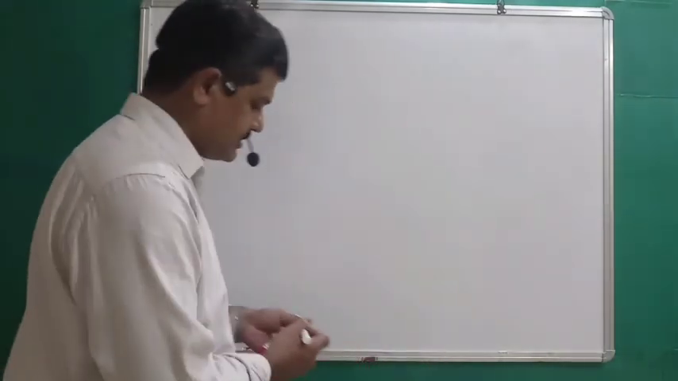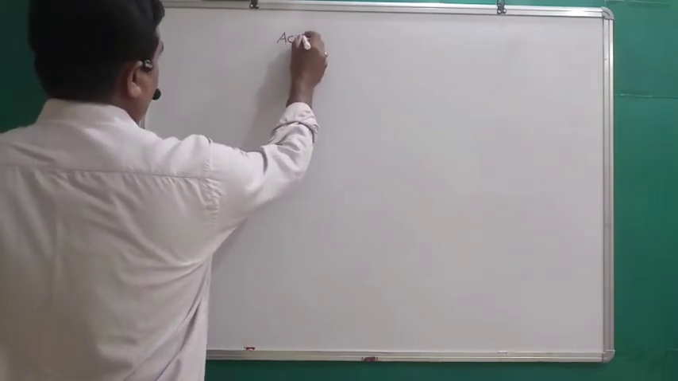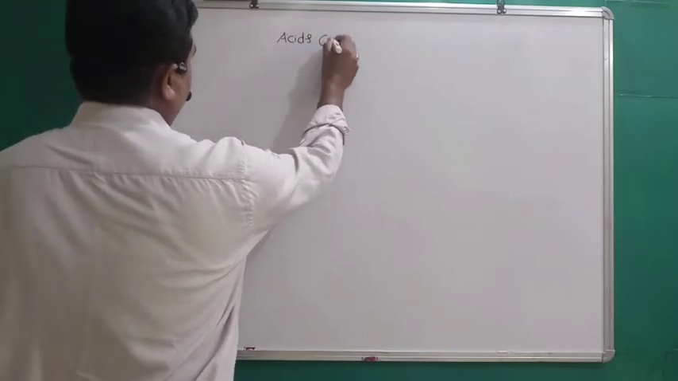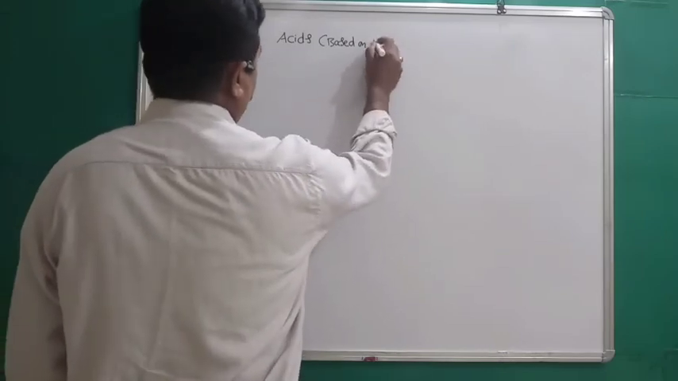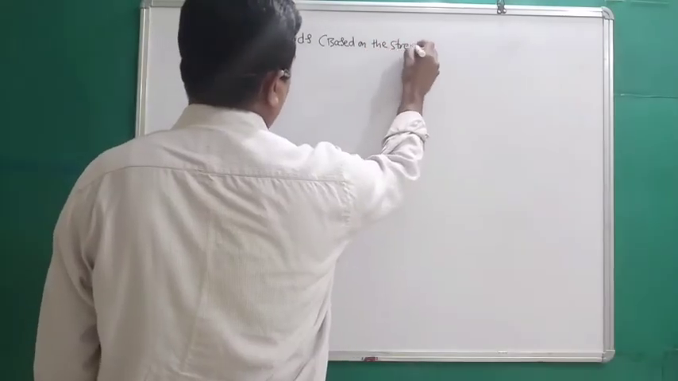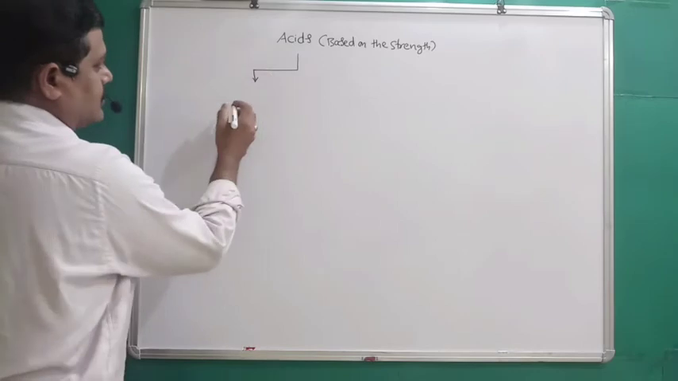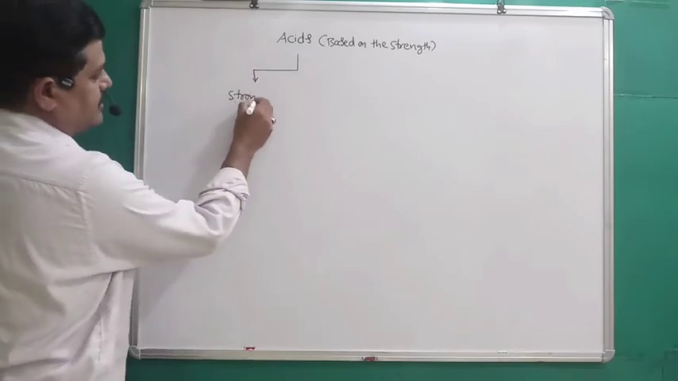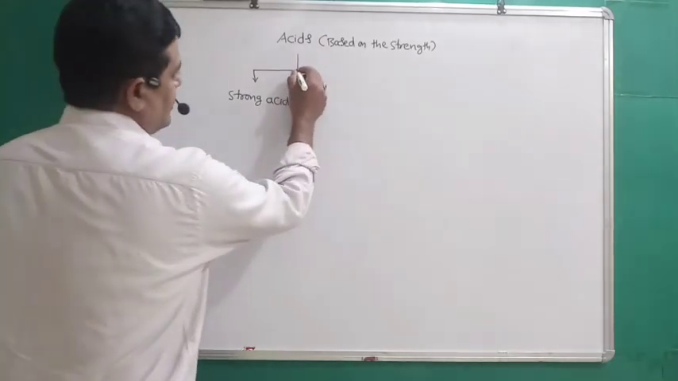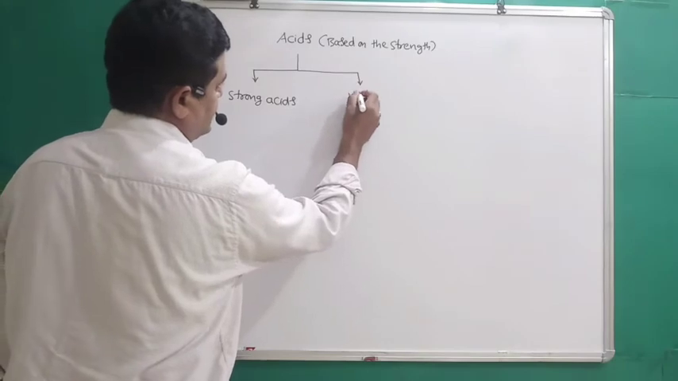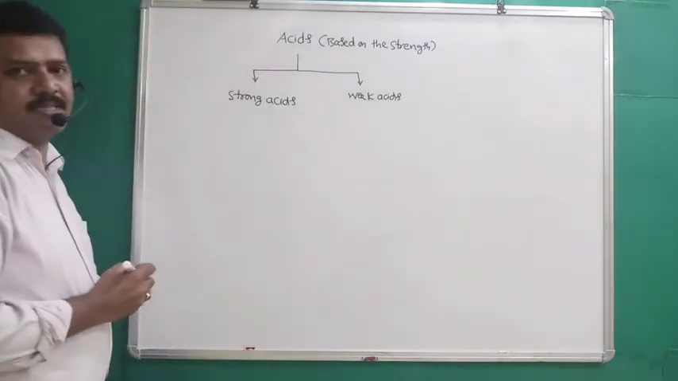Right, students, acids based on the strength can be classified into two types: strong acids and weak acids. Strong acids are the acids which undergo complete ionization in aqueous medium, right? On the other hand, we have weak acids which attain the equilibrium with its ions, right?